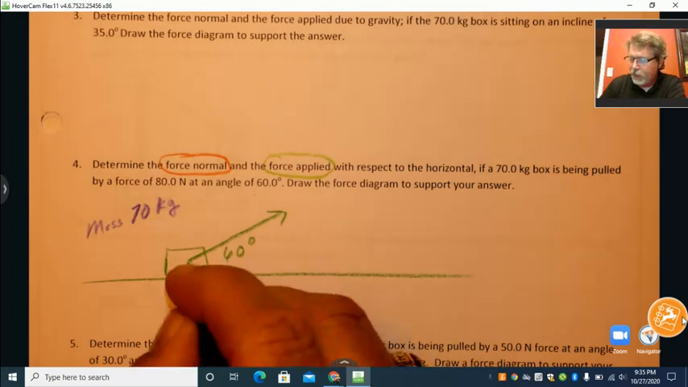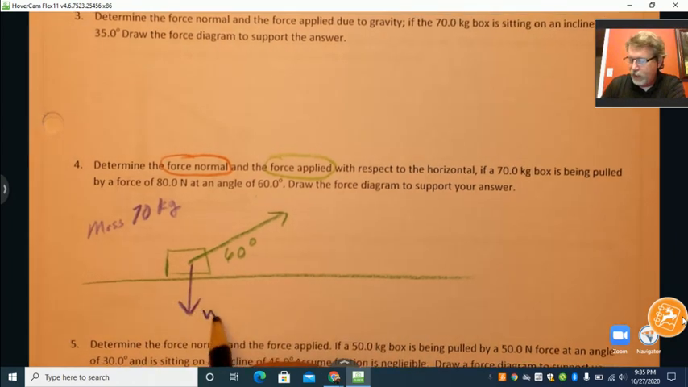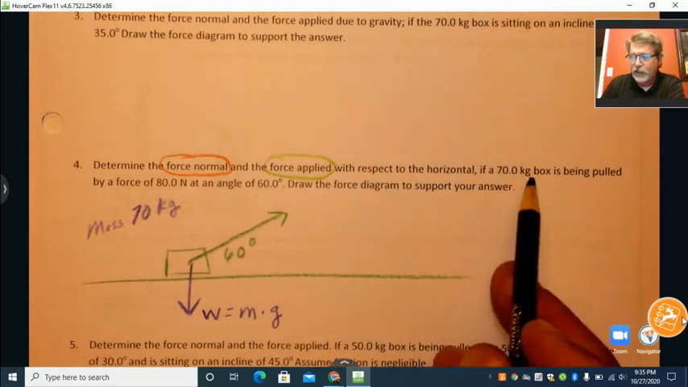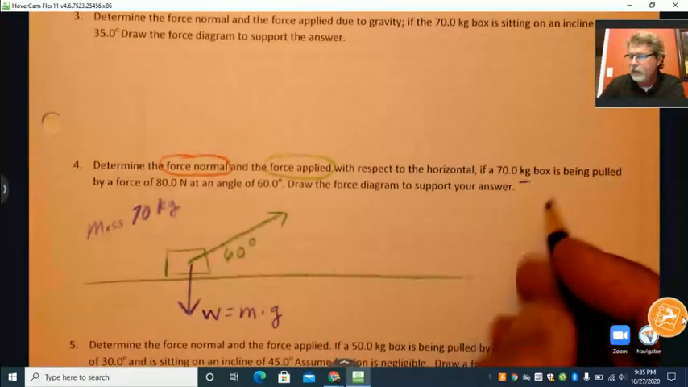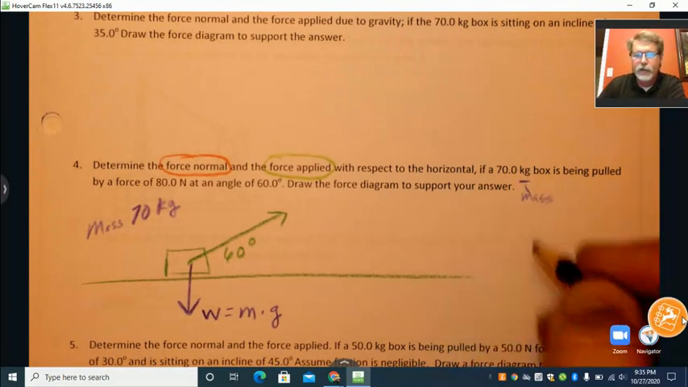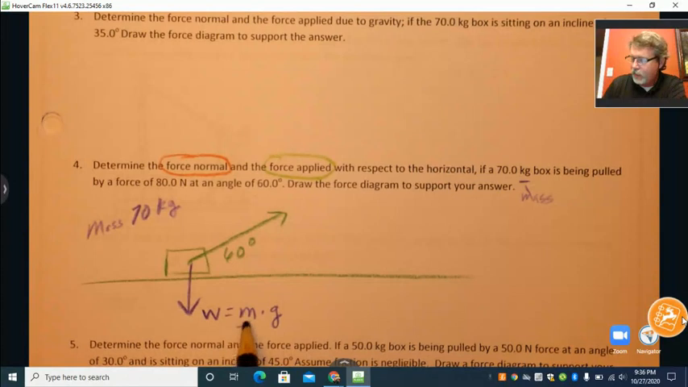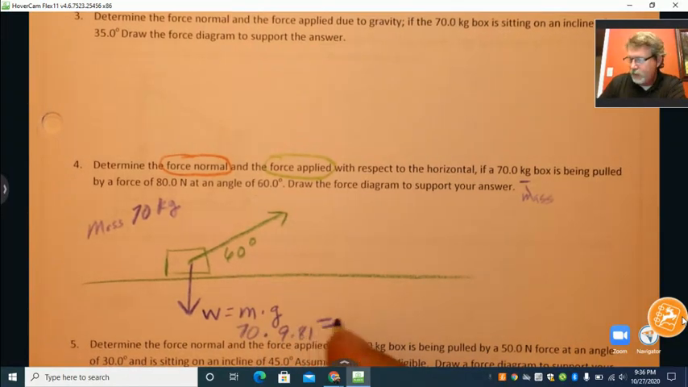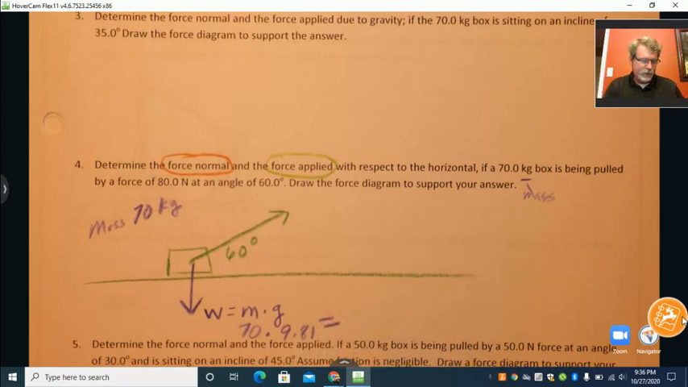There's that force again that we always have to label first that we can't get away from, and that is the weight of the object. The weight of the object is mass times gravity, so we could go ahead and solve that. Be sure, kilograms is a mass, so anytime you see a kilogram, you know you're going to need to multiply that times 9.8. So 70 times 9.81 is the weight of our object.